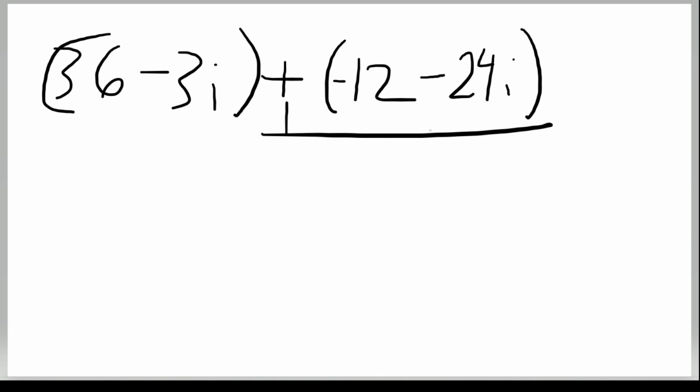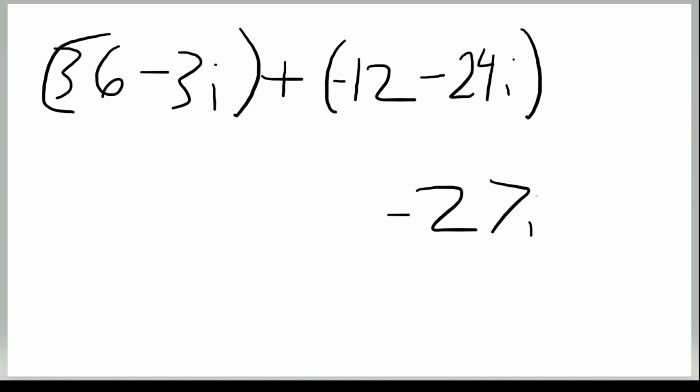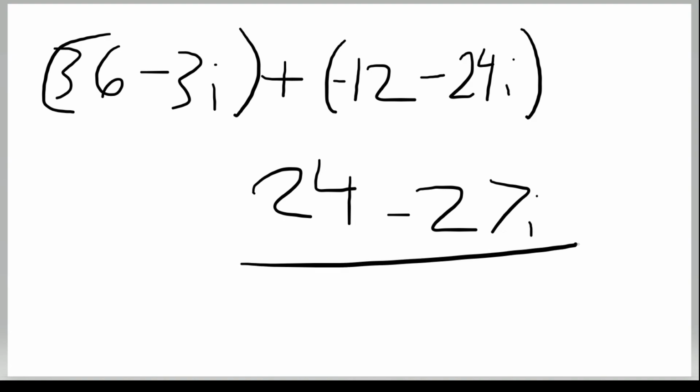So then after you switch up the signs, you have to combine them. Negative 3i plus negative 24i is going to be negative 27i. And 36 plus negative 12 is going to be 24 minus 27i. This is also going to be imaginary, but still easy enough. And that is the gist of how to do adding and subtracting. When it's subtraction, you just flip the signs of the second expression and then just combine them.